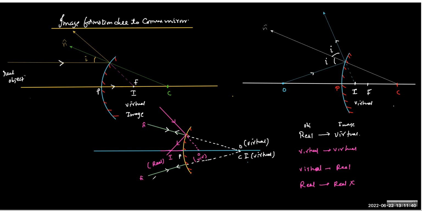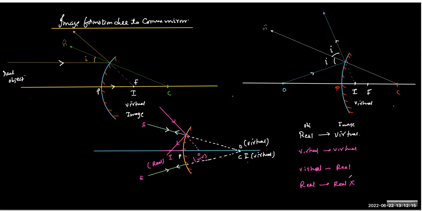You cannot have the real image of real object in case of convex mirror. In case of concave mirror, what is not possible? Virtual to virtual. Concave cannot form the virtual image of virtual object. Do you realize it? And the last is plane mirror. So plane forms real, virtual, real. What is not possible? Neither real to real is possible, nor virtual to virtual is possible. For which mirror? Plane mirror.